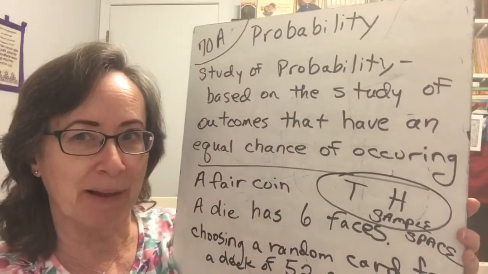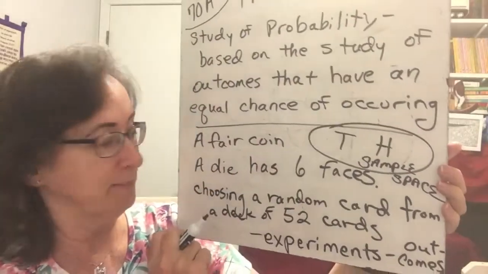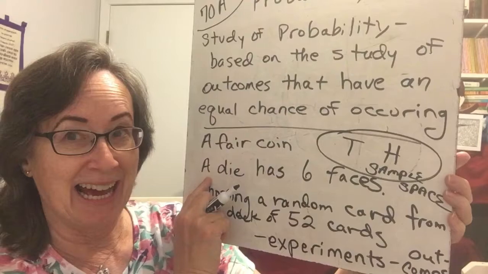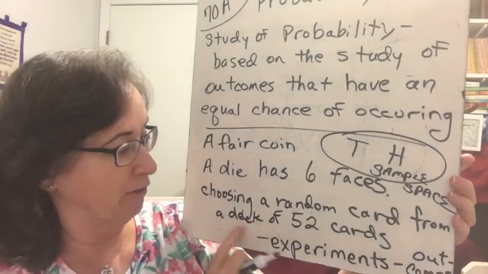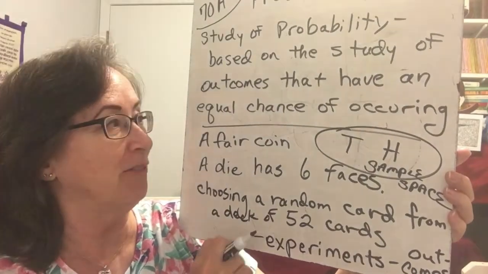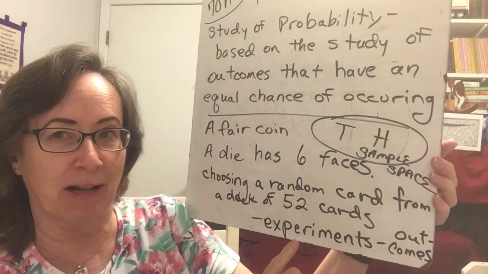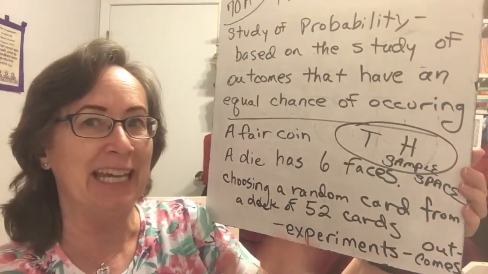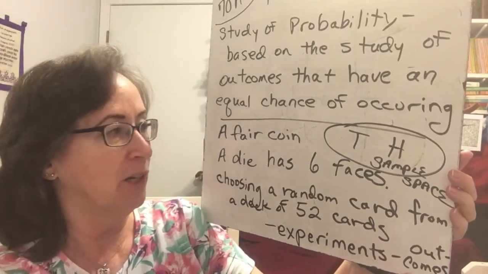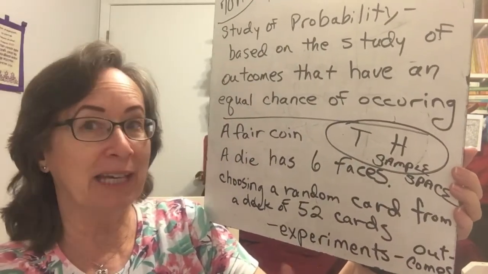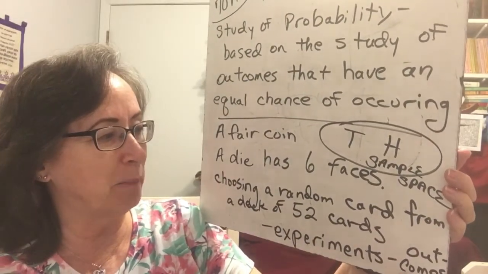So when we're talking about that, we're talking about things like flipping a fair coin, tossing a die that has 6 faces, choosing a random card from a deck of 52 cards. All of these are going to be experiments. We'll call each one of these an experiment, and each of the possible outcomes that could happen should be of equal probability. So we're going to have to figure out probability based on these things.